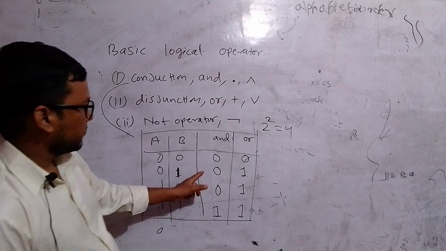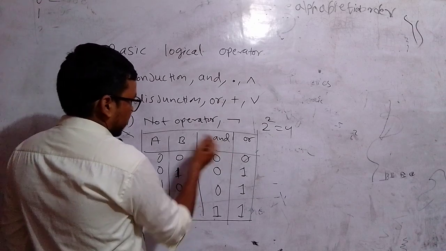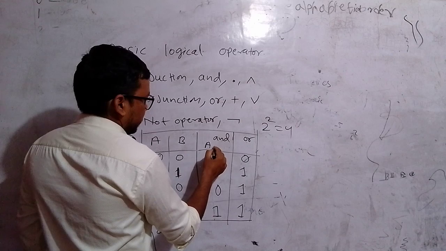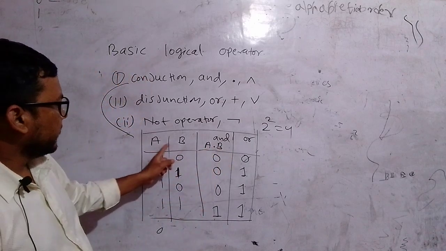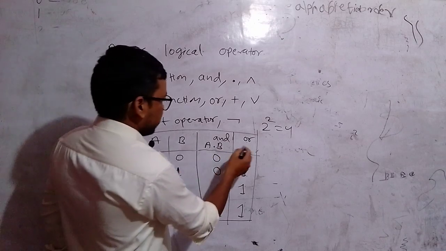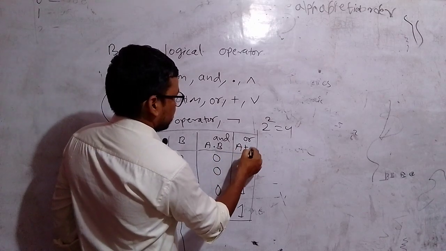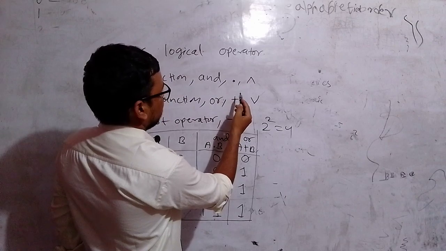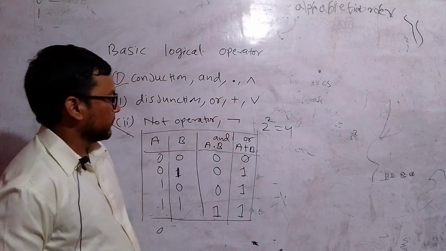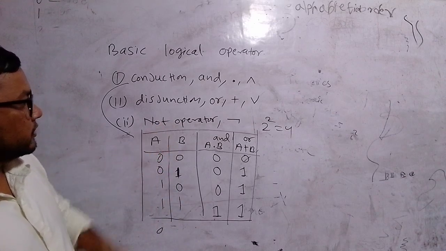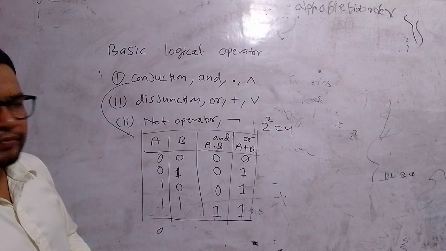Now, how do we represent the AND operator? A and B are the inputs here. A dot B. And how to represent the OR operator? A plus B. We have already mentioned it here. Plus means OR, disjunction. Now, what does the NOT operator perform?